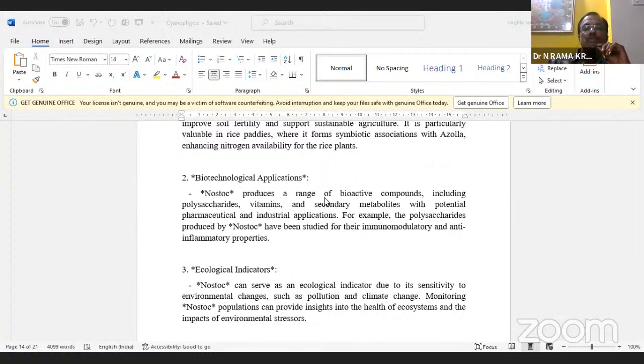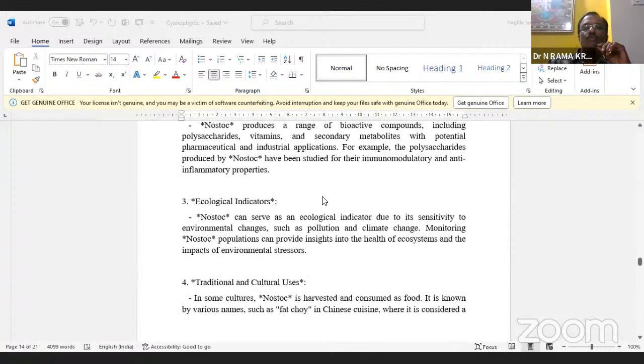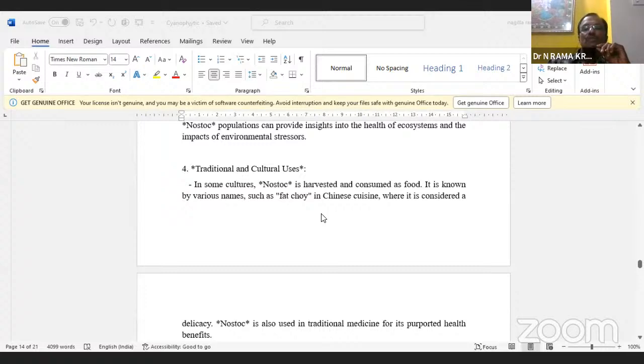Bioactive compounds including polysaccharides and vitamins, and secondary metabolites also we are looking at in this one. One more important thing besides nitrogen fixation is that it is an ecological indicator. Why do we say ecological indicator? Due to its sensitivity to environmental changes such as pollution and climate change monitoring. Nostoc populations can provide insights into the health of the ecosystem and the impact of environmental stresses. Here we also use some traditional and cultural uses.